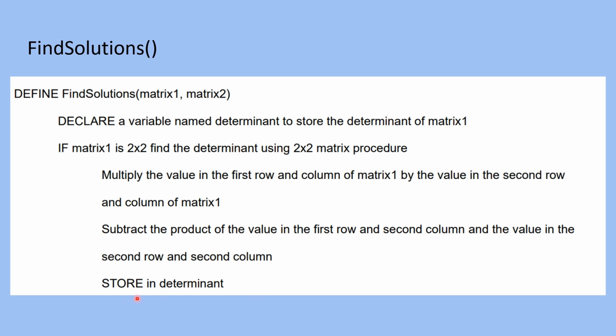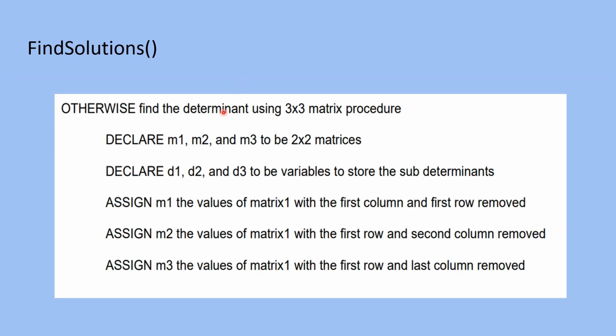We'll store this in determinant. Otherwise, the matrix will be a 3x3 matrix, so we'll follow 3x3 matrix procedure to find the determinant. So we'll declare M1, M2, and M3 to be 2x2 matrices. We'll declare D1, D2, and D3 to be variables to store the subdeterminants.